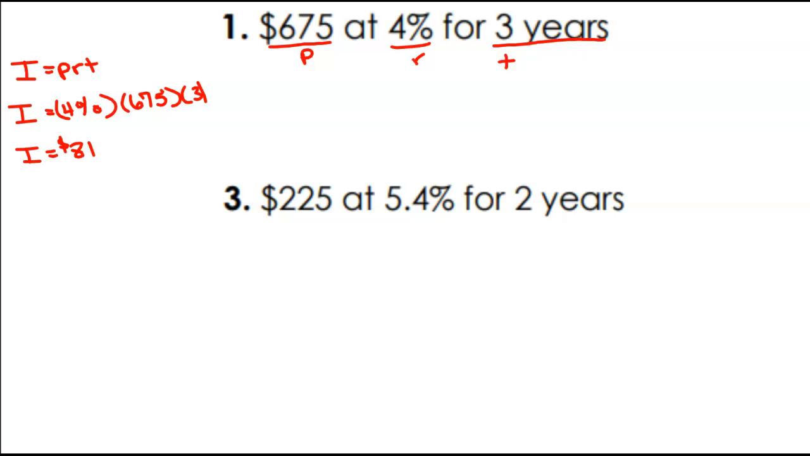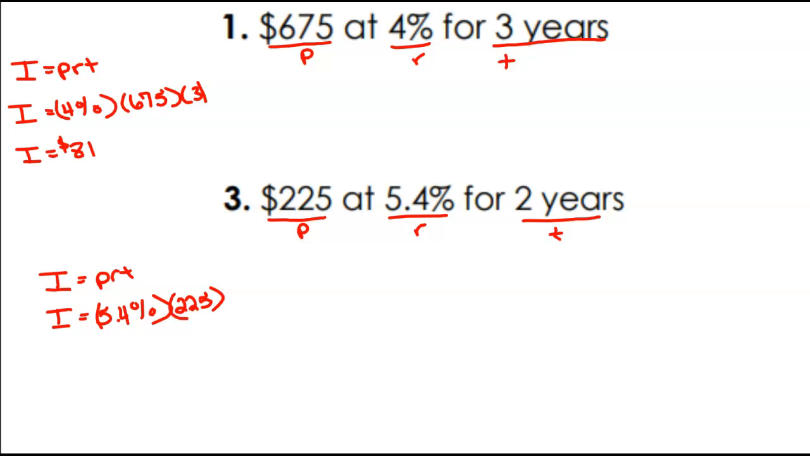For 3, we've got $225 at 5.4% for 2 years. So this is going to be the principal, the rate, the time. And I'm going to substitute that into the formula. I know you can just throw this into Desmos and it will give you the interest, but you need to show the formula, write out the formula so you remember what it is. So you're going to put the interest in first. Times 225 times 2.